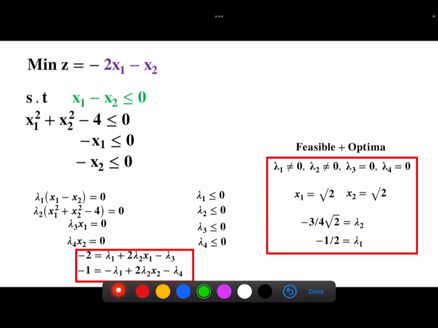a global minima. So what is the objective value at that point? Minus 2 into x1, x1 is root 2, minus x2, x2 is root 2. So that gives you minus 3 root 2 as the optimum value. And what is the point of optima? It is root 2 comma root 2. So that is it.